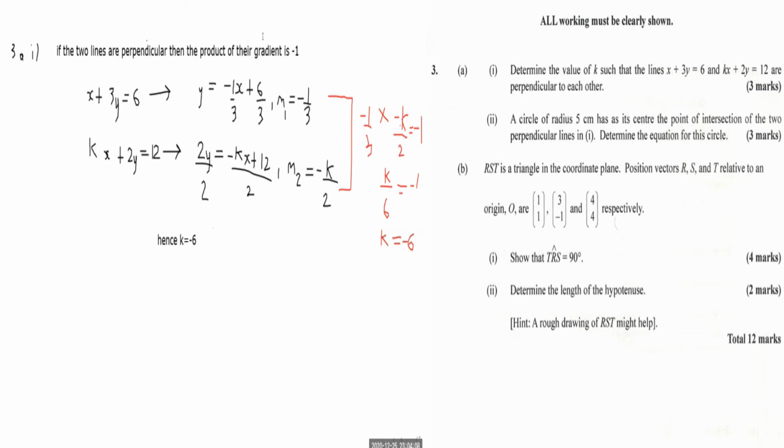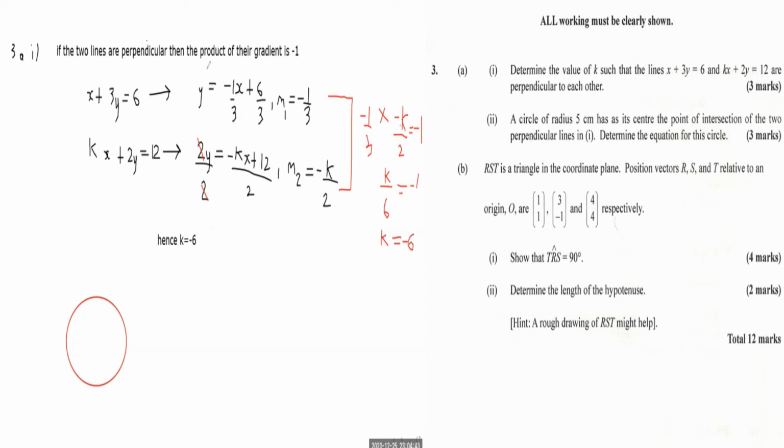So we have these two lines, and they intersect at the center. Let me draw a circle; I always like a schematic. This is the line, and k is negative 6. So 6 over 2 is 3, and we have the line 3x plus 6, which has a positive gradient.